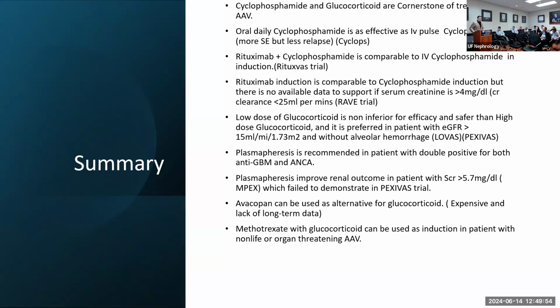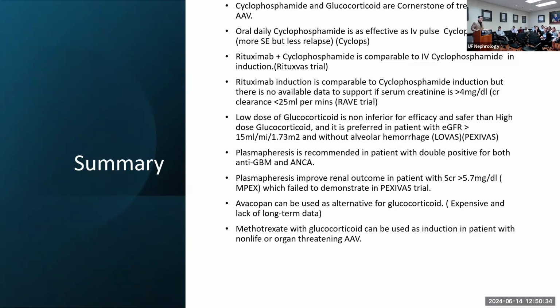Plasma apheresis is recommended in patients who are double positive for both anti-GBM and ANCA, that's for sure. Plasma apheresis may improve renal outcome in patients with serum creatinine of more than 5.7, but otherwise it does not improve patient mortality, based on the vasculitis data. Avacopan can be used as an alternative to glucocorticoid, but it is expensive and lacks long-term data, having only been studied for 52 weeks.